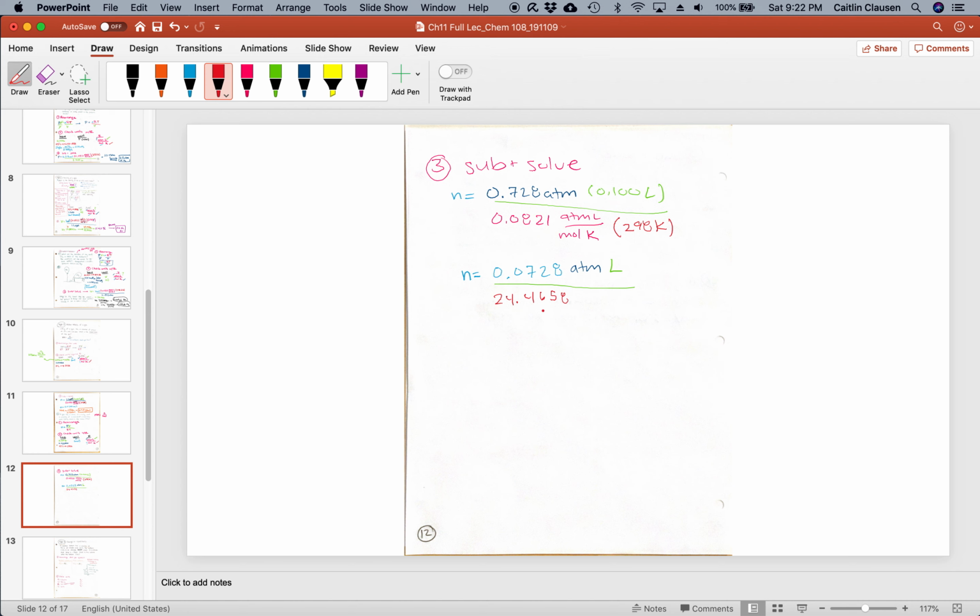Now I'm going to keep track of sig figs. I have 3 here, 3 here, 3 here, and 3 here. So I should be having 3 significant figures at the very end. Now the units down here, the only thing that cancels is Kelvin. So I'm left with atm liters divided by moles. And now I'm just going to separate this fraction out.